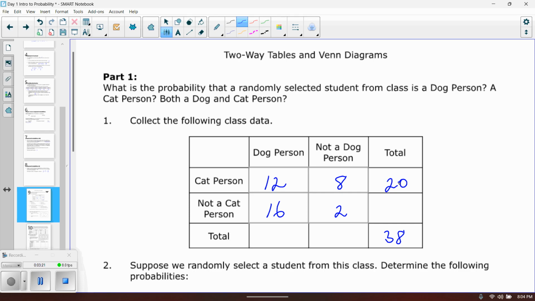And then in the one that goes across right below that where it says not a cat person, we have 16 people that don't own a cat, but we also have 2 more people that don't own a cat or a dog. So we have a total of 18 people that do not own a cat at all. And if you look at the right-hand column, the 20 plus the 18 adds up to 38. It kind of needs to. And then we can go across the other way. So if you look at just the dog category right here, there were 12 people that own a dog and a cat, but that still means that they own a dog. There's 16 people that own a dog but don't own a cat. So there should be a total of 28.